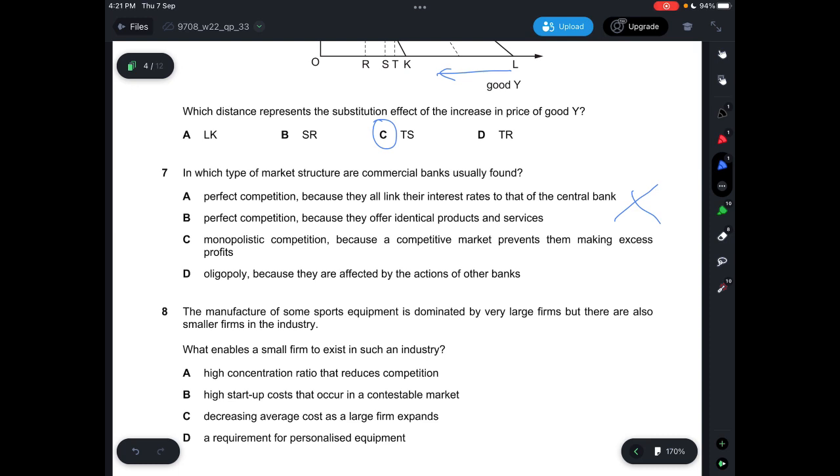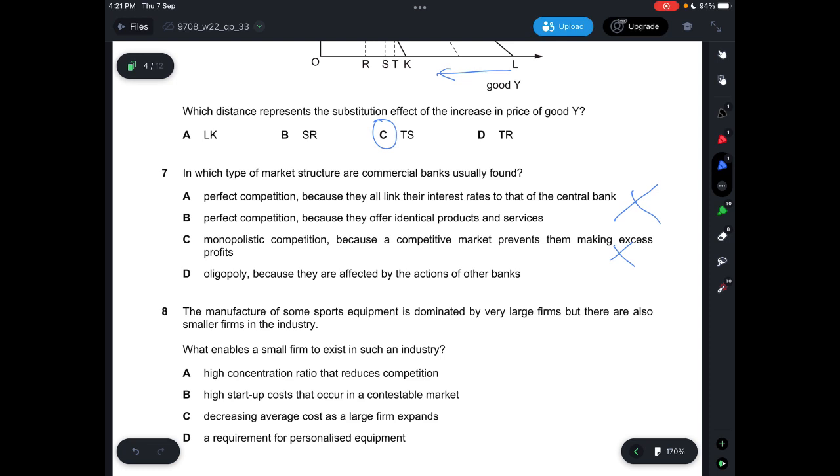And C says monopolistic competition, because the competitive market prevents them from making excess profits, which is incorrect. Commercial banks can make profits. And it is also not monopolistic competition because monopolistic competition means that there are a lot of banks out there, which is not correct. There are only a few banks in general.